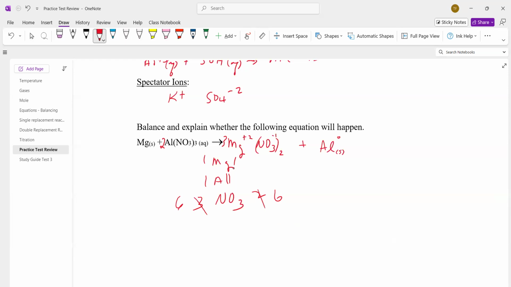Aluminum is 2 and 2. Magnesium is 3 and 3. And yes, you always balance. Is this what you got?